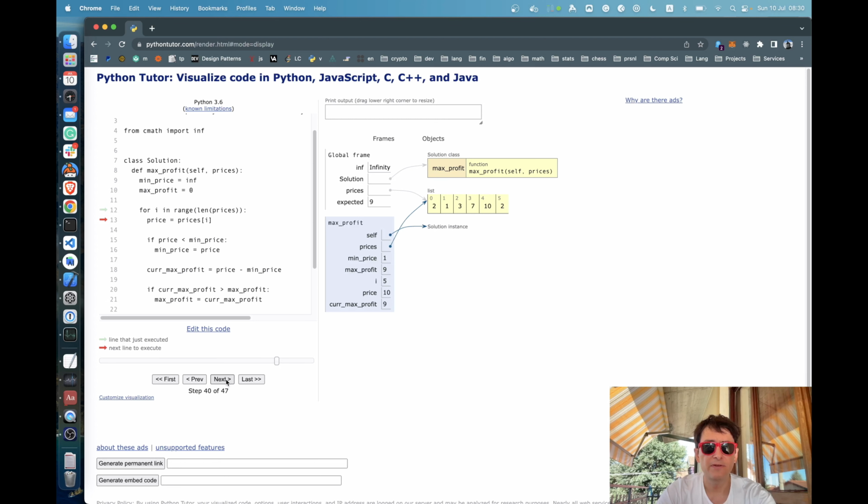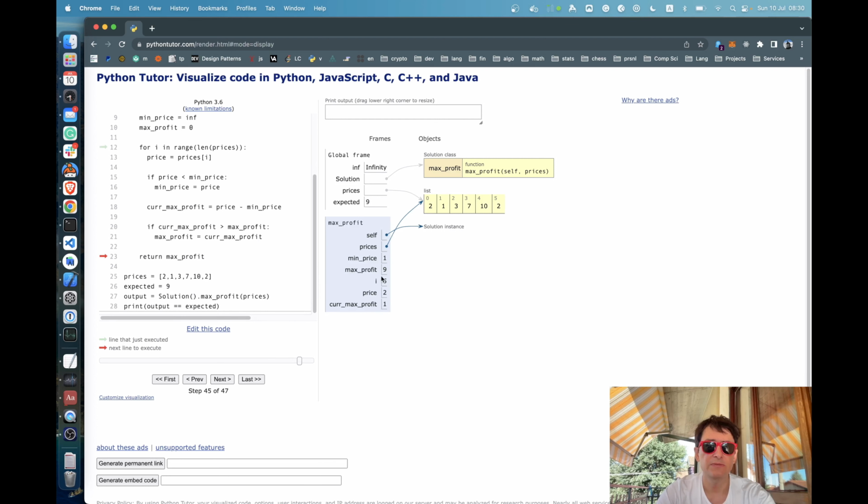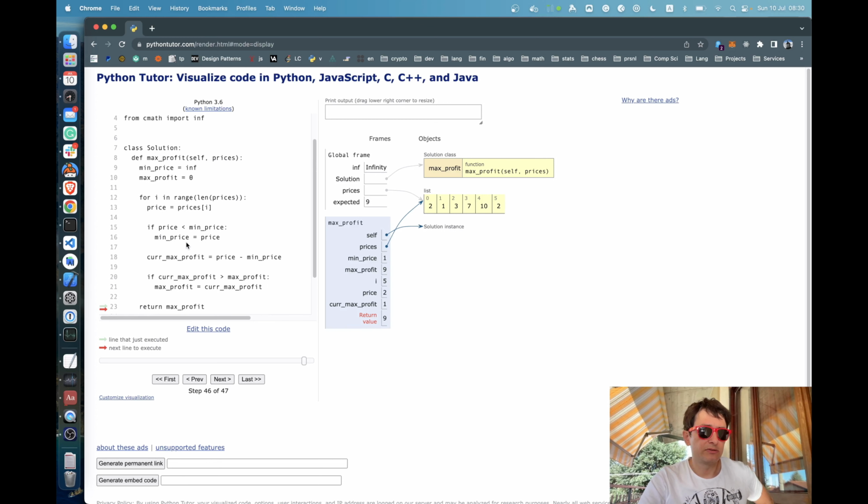Okay, and finally the last price is 2, and it is greater than min price. The difference is less than the max profit, so we just pass. And you see in the end we have min price 1 and max profit 9, and we return it. That's it, we return out. Again, the time complexity is linear. We loop through the array of prices, and you see we allocated very little space, storing only numbers.